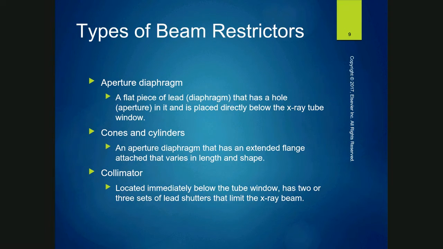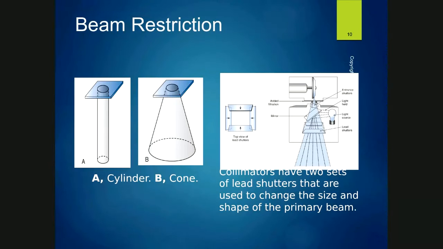And then, of course, the collimator box. You guys are familiar with that one. And I got a picture here. Over here on the right-hand side, the collimator has lead shutters that you can change to change the shape of the beam that's going to actually exit. There are collimators that can be changed.